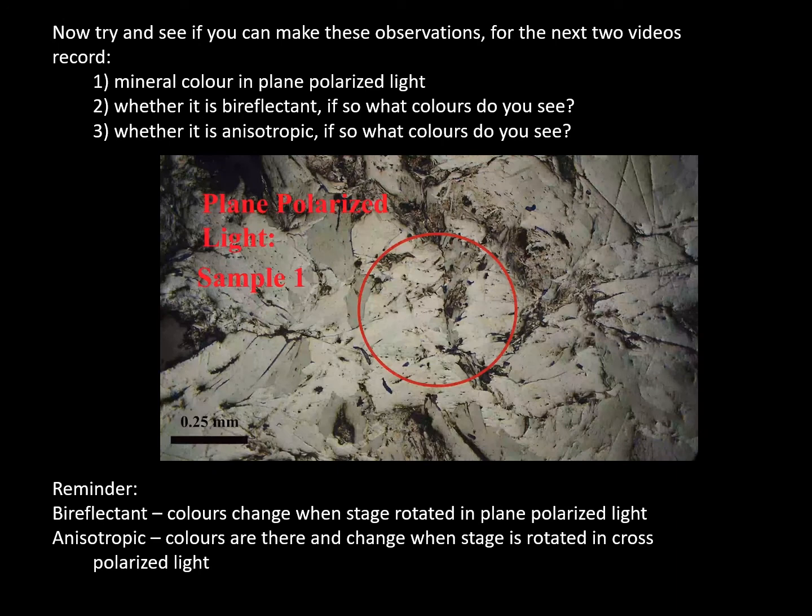All right, so now try and see if you can make these observations for the next two videos. What I want you to do is write down the mineral color in plane polarized light, and then whether it's bireflectant, and if so, what two colors we see, and then whether it's anisotropic, and if so, what colors you see. Just as a reminder, for bireflectant, the colors change when the stage is rotated in plane polarized light. And for anisotropic, colors are there, so it's not just dark, and they change when the stage is rotated in cross polars.